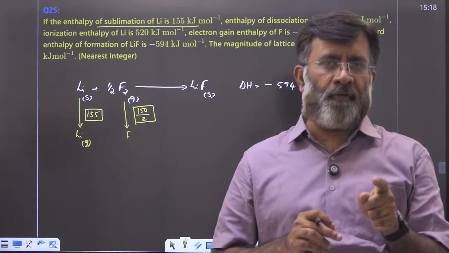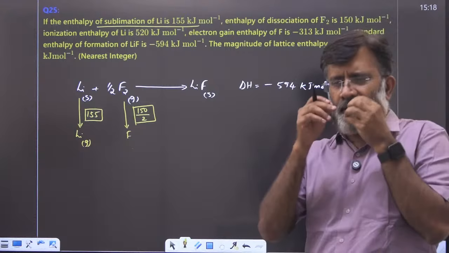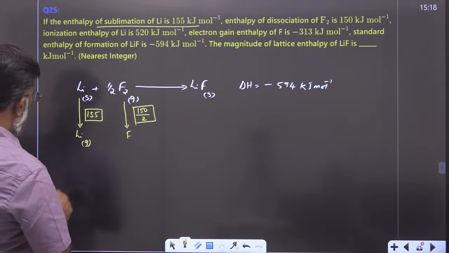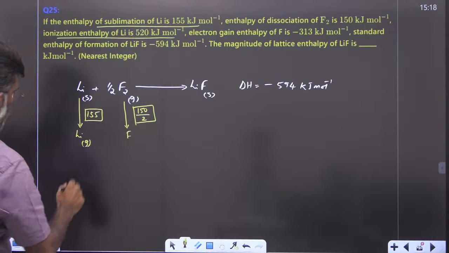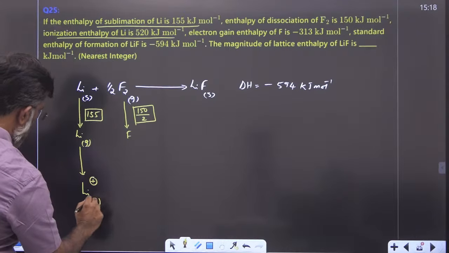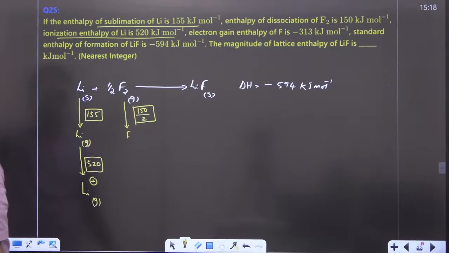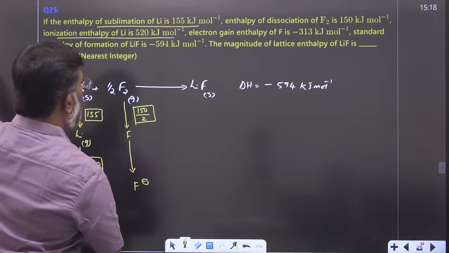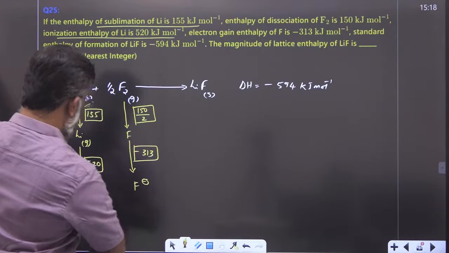1 mole is 150, and it is half mole F2, so it will be 150 by 2. This clearly we have discussed in the class, but that was the NaCl question. Next, ionization enthalpy of lithium is 520. So this is converted to Li plus gas, and that is 520. Next, electron gain enthalpy of fluorine, F converted to F minus, the value is minus 313 kilojoule.